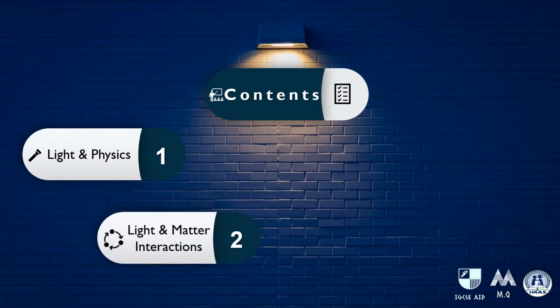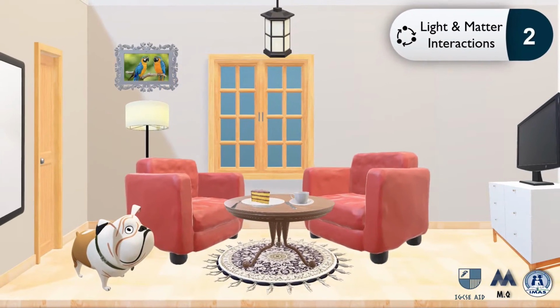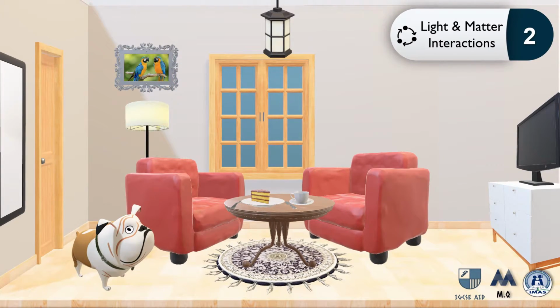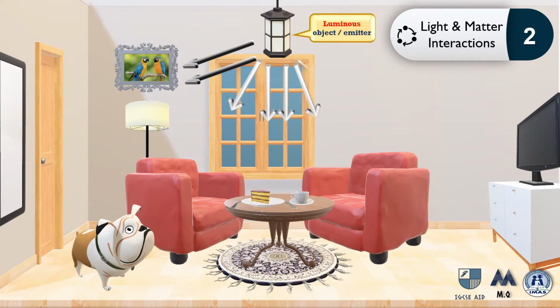Now let's look at light and matter interactions. To do that, look at the following setting. The lamp on the ceiling is considered a luminous object. Why? Well, because it's an emitter. It emits light as light rays in all directions, millions and millions of those light rays. And those light rays are able to travel through air.